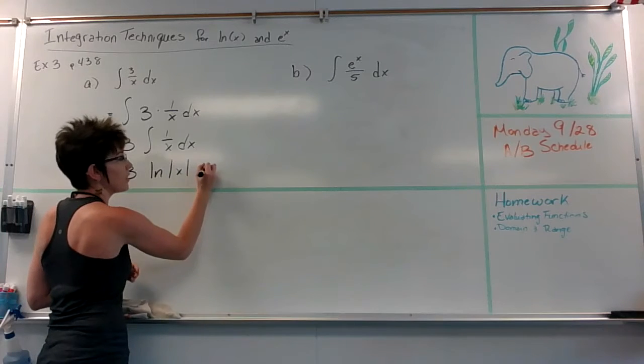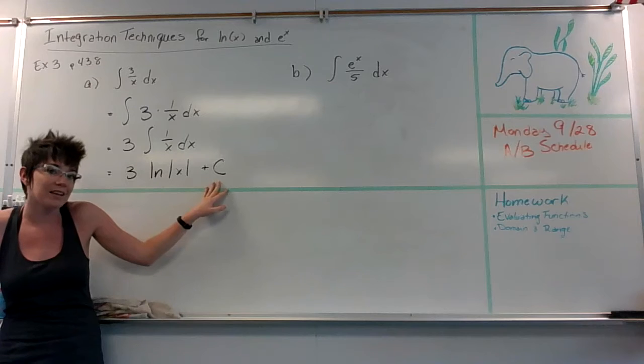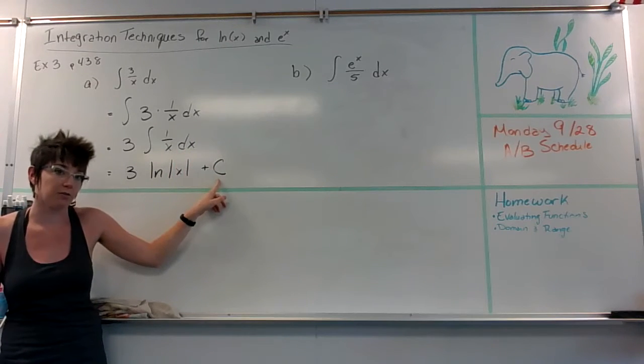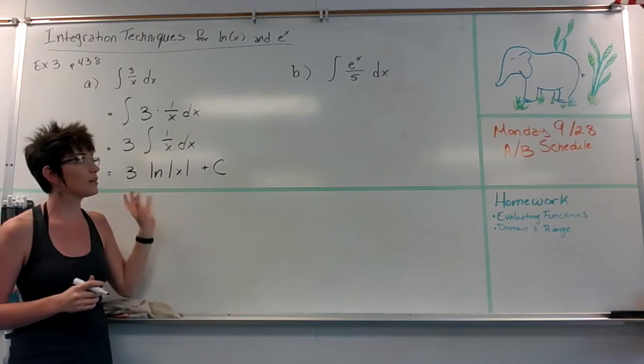And then plus c, because I know there could have been a constant that, when I take a derivative, would not appear here, but it should be part of that original function when working backwards. We call that our constant of integration. Okay, so that one's done.